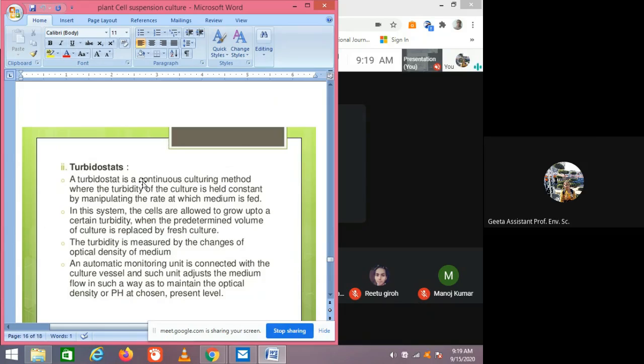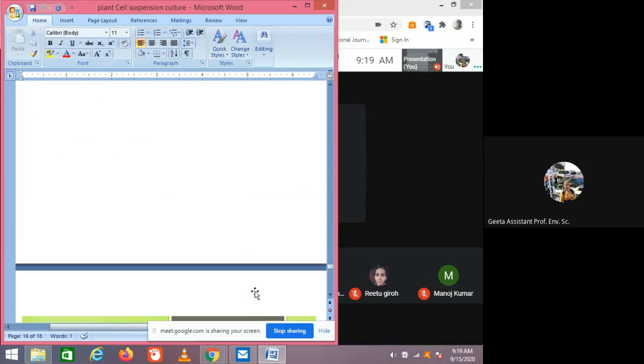The turbidostat is a continuous culturing method where the turbidity of the culture is held constant by manipulating the rate at which media is fed. This means we are continuously feeding the media into the system. An automatic monitoring unit is also connected with these vessels. It checks the density or flow and the pH which we have chosen, and adjusts the flow of the media, how much media can flow in and how much can flow out.